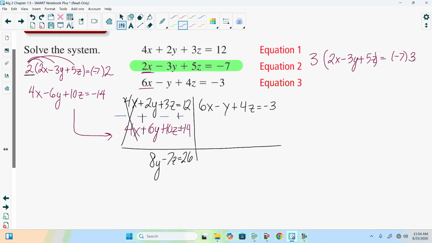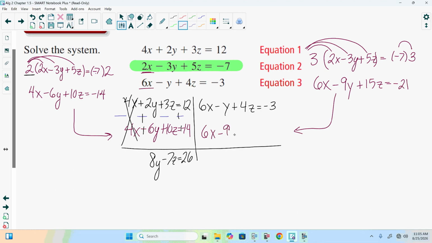So we're going to multiply the whole equation. We're going to scale it by a factor of 3. Because 3 times 2x is indeed 6x. We wanted it to be 6x. 3 times negative 3y is going to be negative 9y. And 3 times 5z, 3 times 5 is going to be plus 15z. 3 times negative 7 is going to be negative 21. And we put it under the other equation.